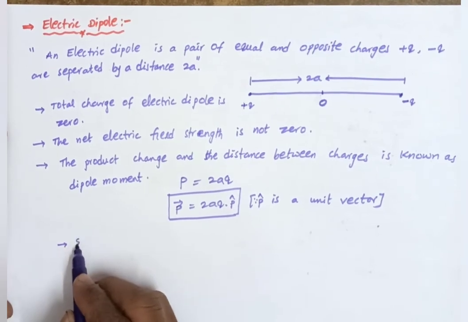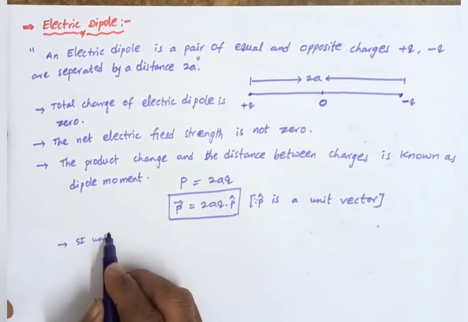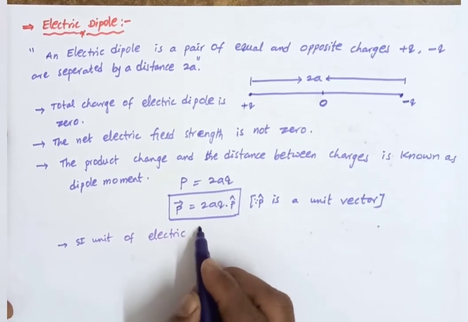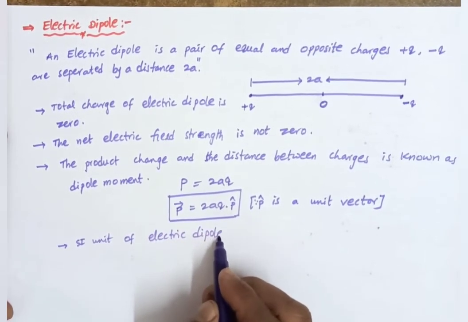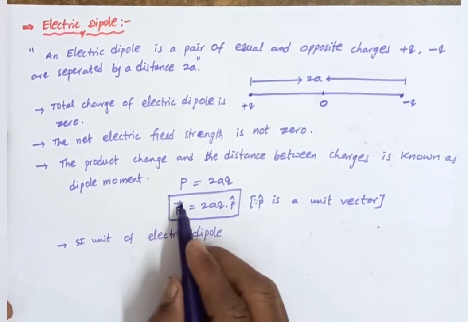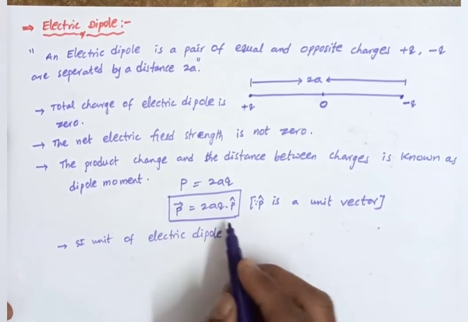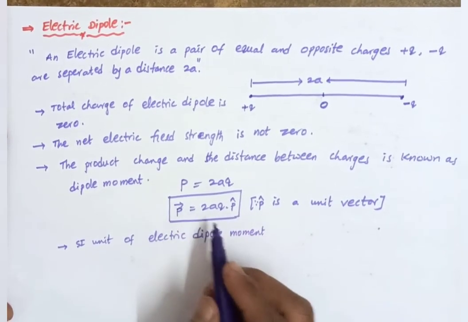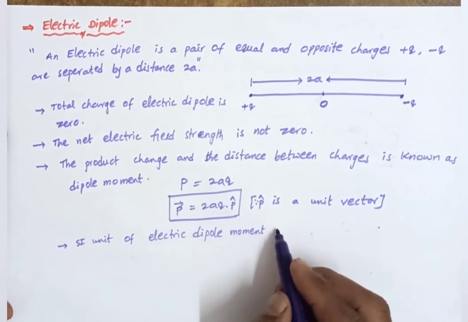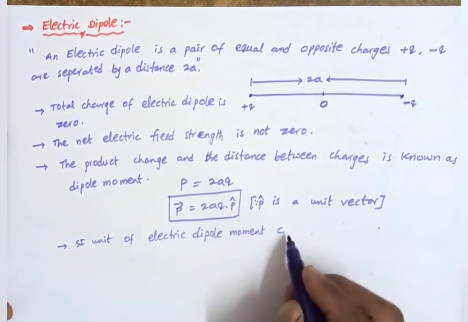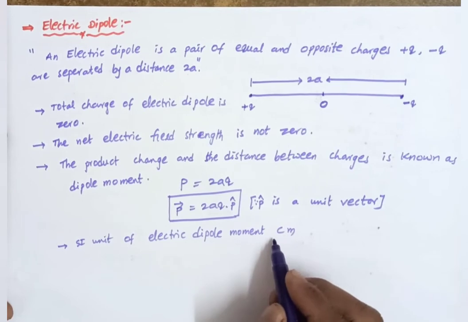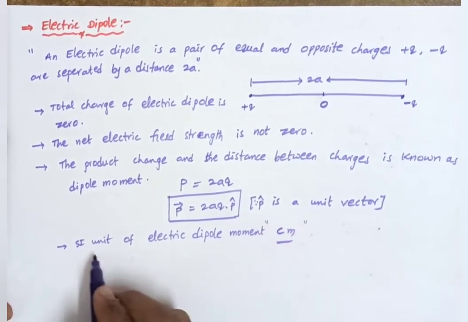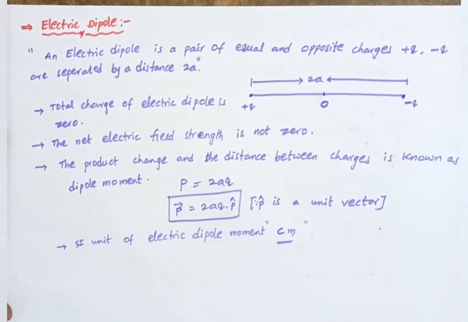What is the SI unit of electric dipole moment? It is charge into distance, so coulomb meter. These are the SI units for electric dipole moment.